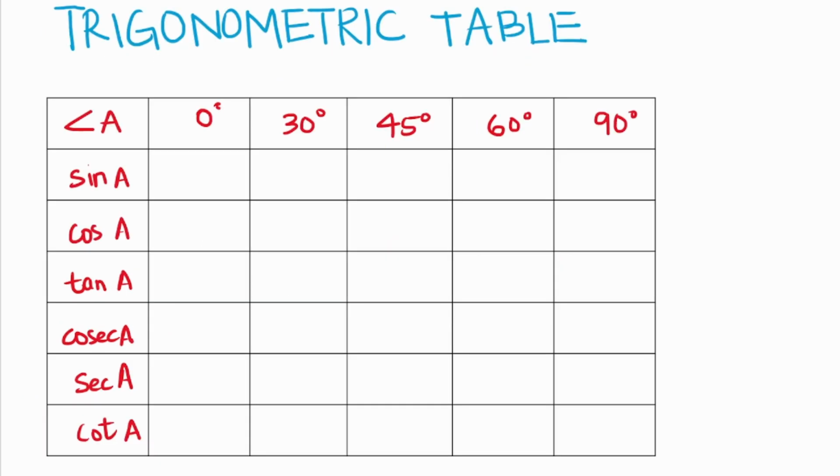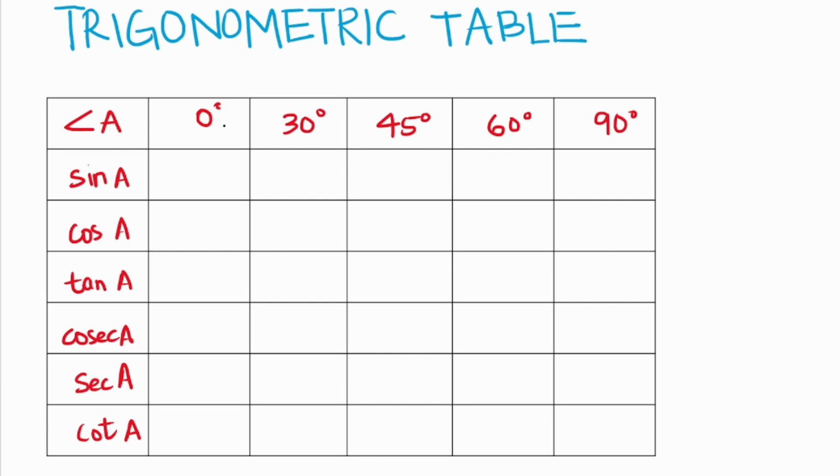So this is the trigonometric table. I haven't filled it. Let us fill this together. Let me first explain about the table. Here we have angle A, then you have 0 degree, 30 degree, 45 degree, 60 degree, 90 degree. Now we have sin A, cos A, tan A, cosec A, sec A, cot A.